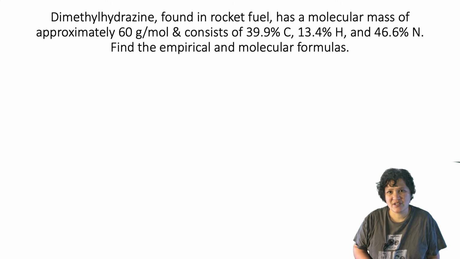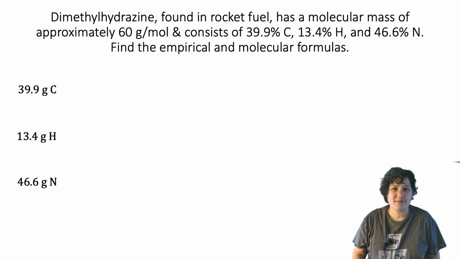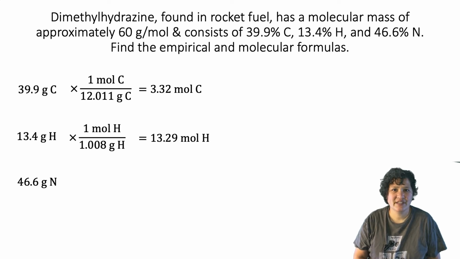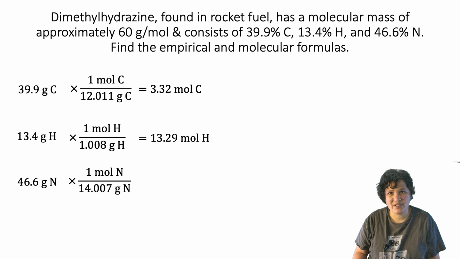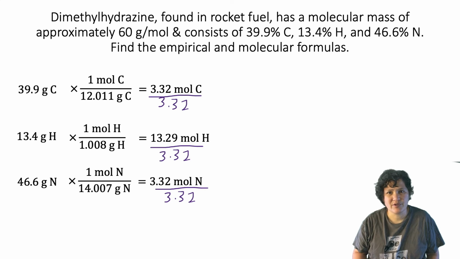Given the percentages, and assuming we have 100 grams of dimethylhydrazine, we should have 39.9 grams of carbon, 13.4 grams of hydrogen, and 46.6 grams of nitrogen. Using the molar mass of carbon, we see that this equates to 3.32 moles of carbon. Likewise, we can calculate that there are 13.29 moles of hydrogen in our 100-gram sample. Finally, we use the molar mass of nitrogen, 14.007 grams per mole, to calculate that we have 3.32 moles of nitrogen.